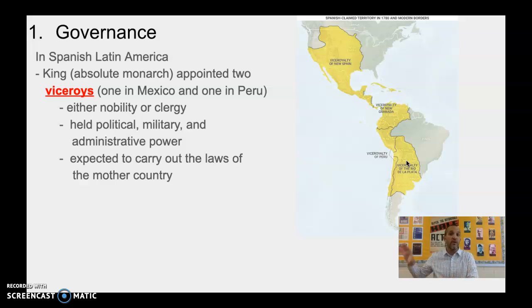Now, they have to carry out the laws of the king. They're not independent. What the king says they have to do, they must do. But for the most part, in the day-to-day operations they're pretty independent. They just can't contradict what the king requires of them.